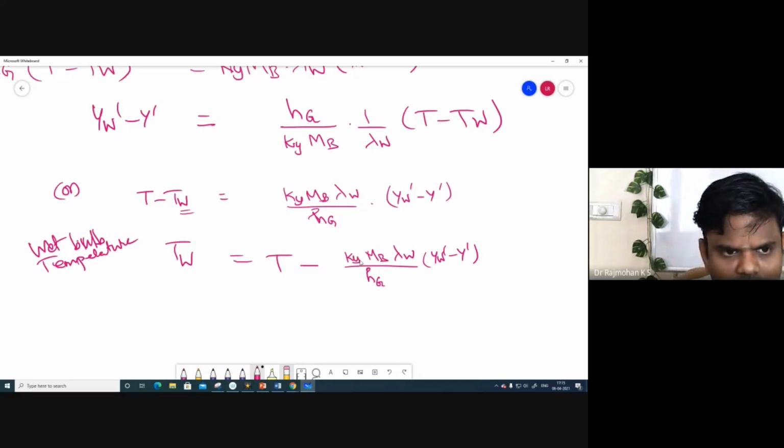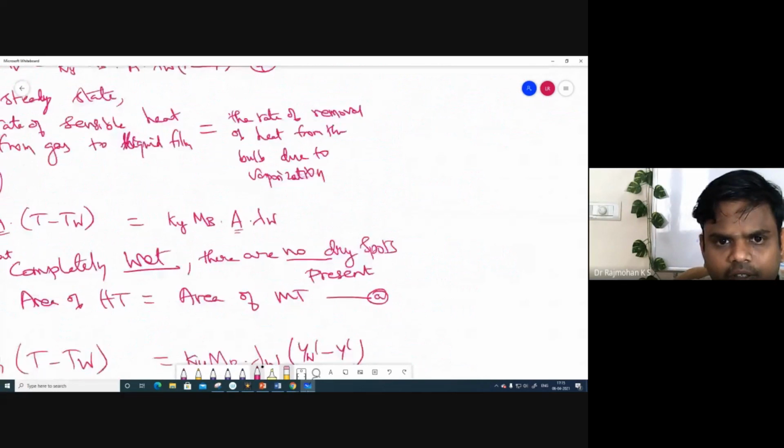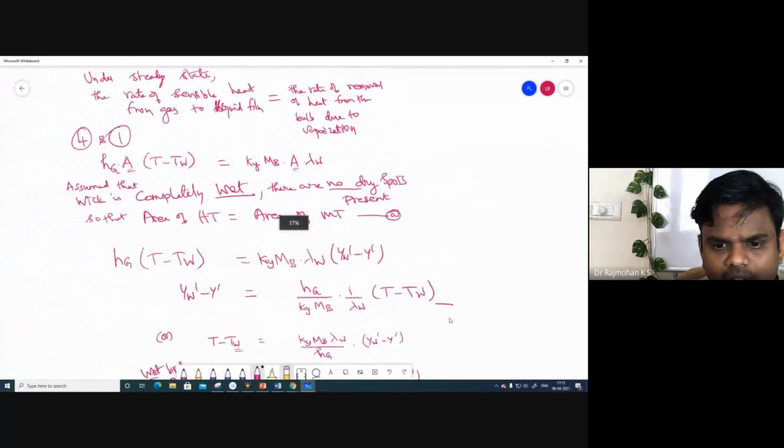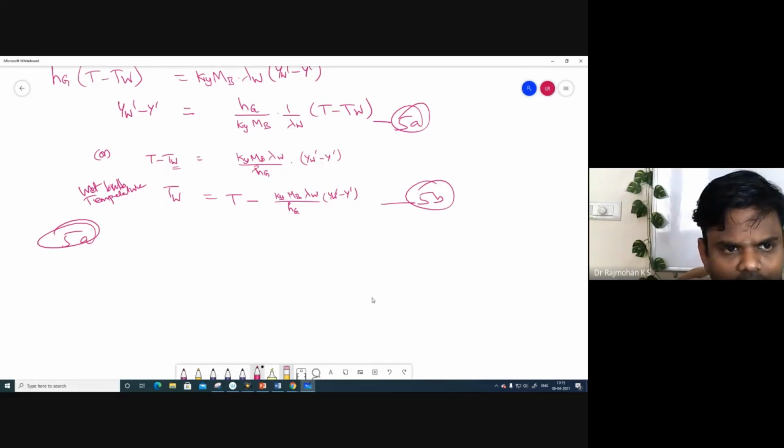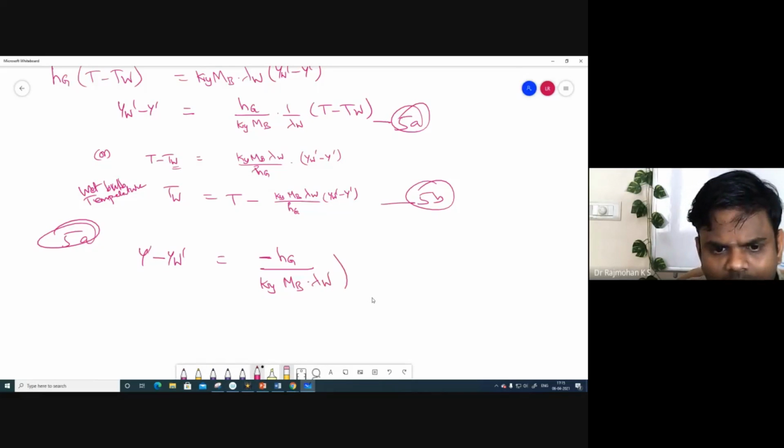So this is another form of writing this expression. So this is one equation. Let me number it. We have written up to 4. Let it be 5a, or in other words it is 5b. So from 5a we can write again: this Y_W' minus Y' can be written as Y' minus Y_W' is equal to minus of h_G by K_Y M_B into lambda_W into T minus T_W. Okay, so now we are writing it.